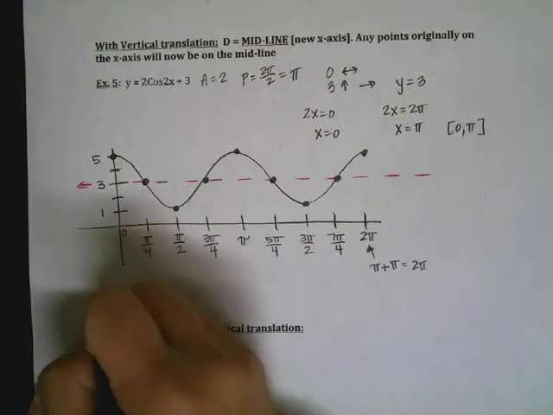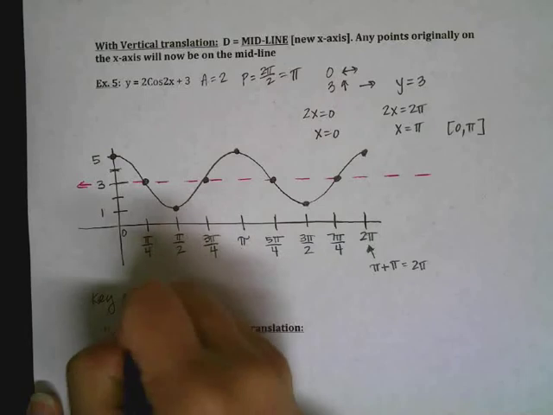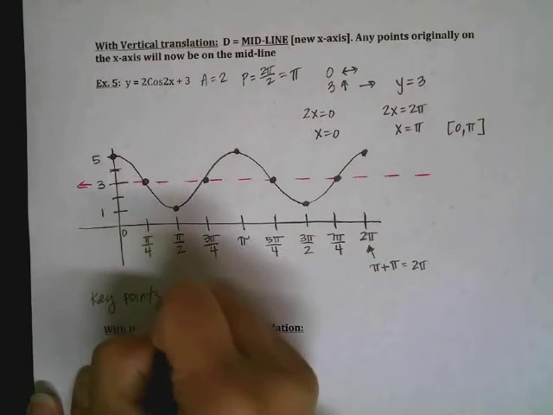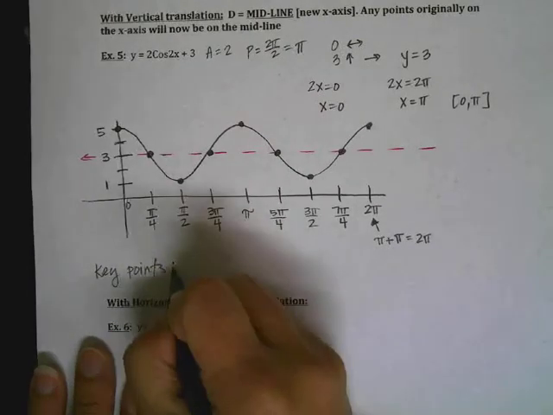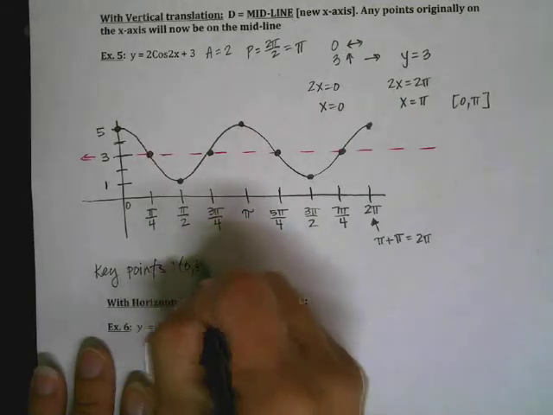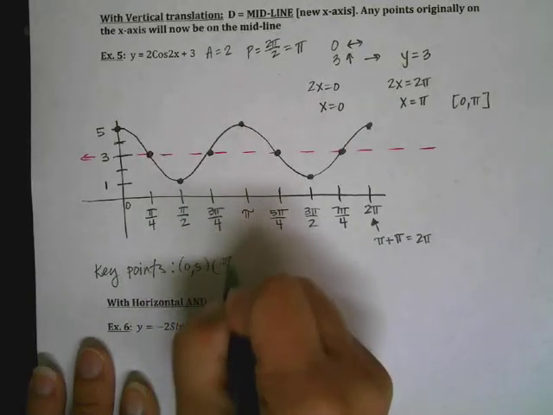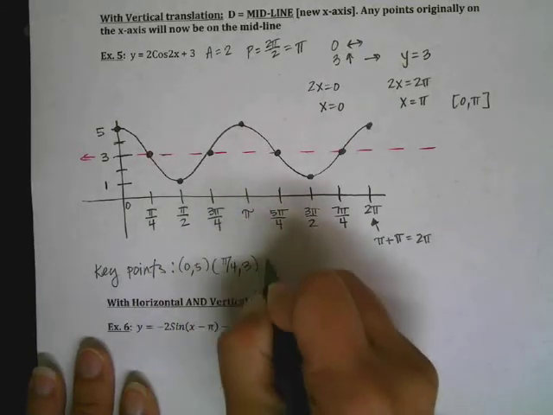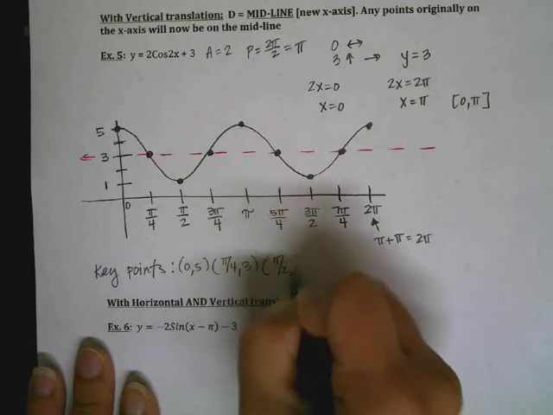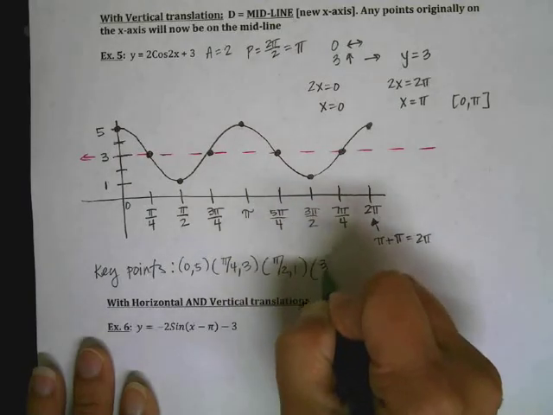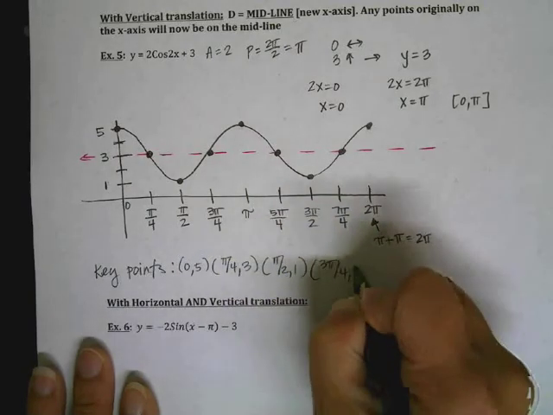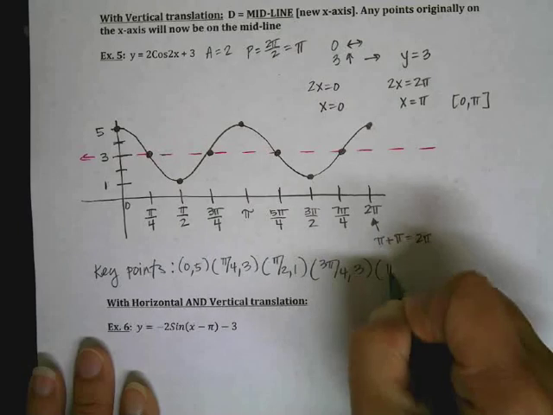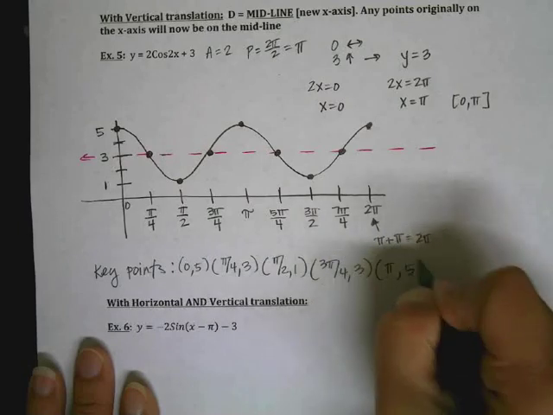So we're going to just write 1 cycle for your key points, and it could be any of them. So I'll just take the first one. So it'll be at 0, 5, pi over 4, 3, pi over 2, 1, 3 pi over 4, 3, and last end at pi and 5.